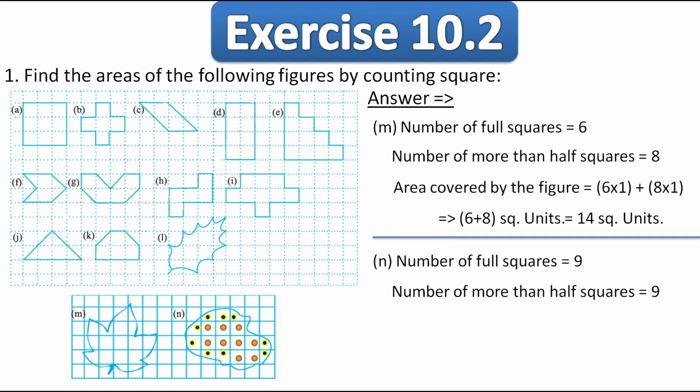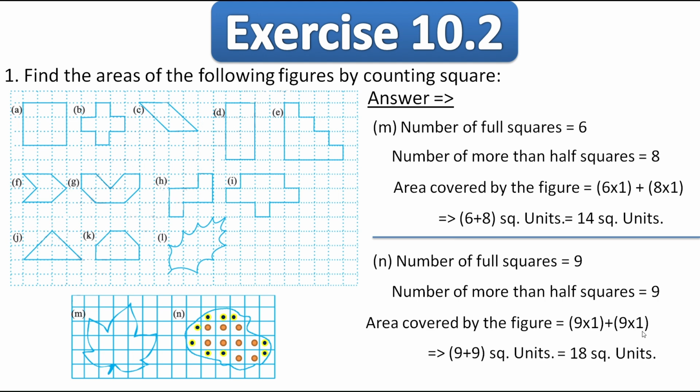Okay, now we will not consider these squares because they are not even half. Okay, and they can get adjusted in the squares which are more than half. So the area covered by the figure is 9 into 1 plus 9 into 1, which is equal to 9 plus 9 is equal to 18 square units.